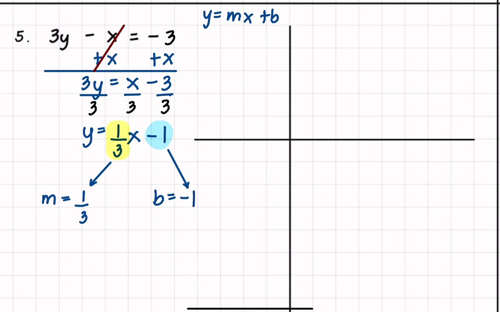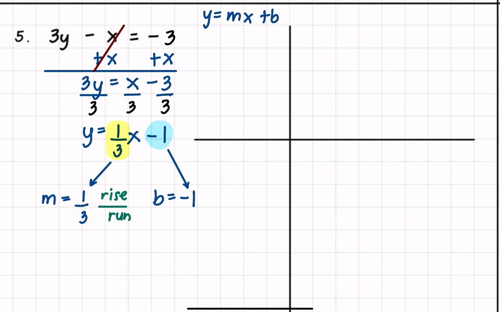Okay, so again, class, rise over run. For our slope, our rise is 1 and our run is 3. So later, when we're graphing it, since this is positive 1, we have to go up 1 unit and then go to the right 3 units.